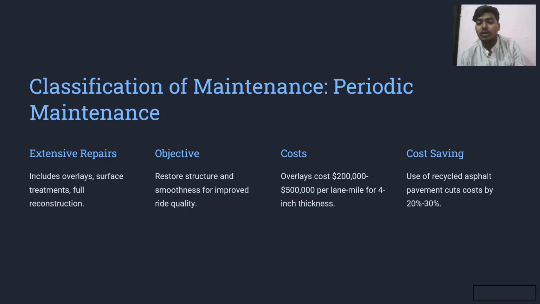Cost: overlaying costs about 2 lakh to 5 lakh dollars per lane mile for 4-inch thickness. Cost saving: use of recycled asphalt pavement cuts cost by 20% to 30%. So from this method we can save money and make our ecosystem green by using recycled asphalt.